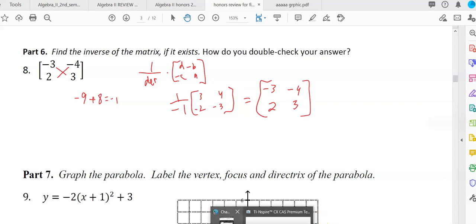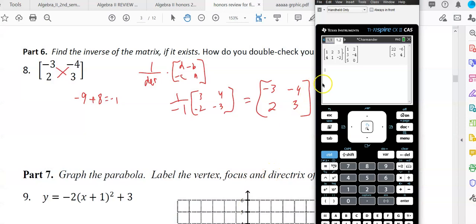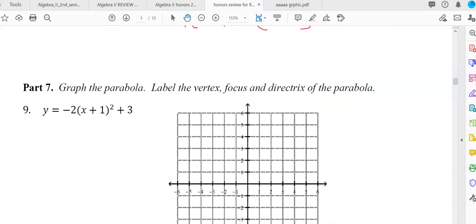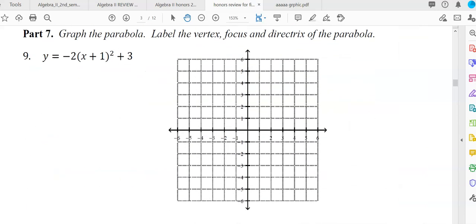Let's just see. So if I type in a 2 by 2, negative 3, negative 4, 2, 3, 3, negative 4, 2, 3. I got it. Right, just checking my work as I go. I don't have my answer key, I'm just making it as we go.